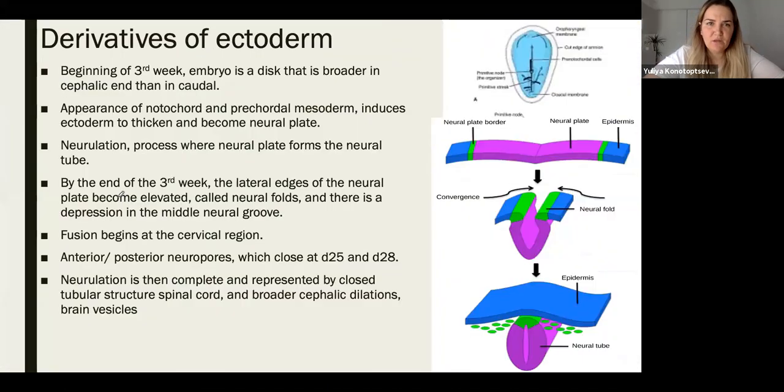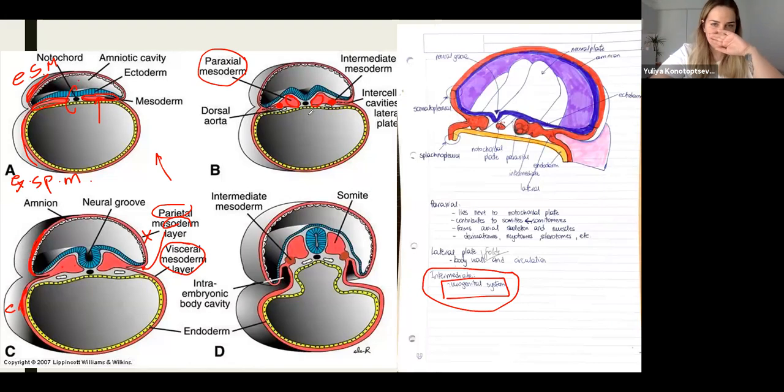Okay. Derivatives of the ectoderm. So now what is left for us to do is just talk to ourselves. What can ectoderm give us? What does endoderm give us? What does paraxial give us? Intermediate and lateral plate. Okay, so beginning of the third week, we talked about it. Okay, let's go to this picture.